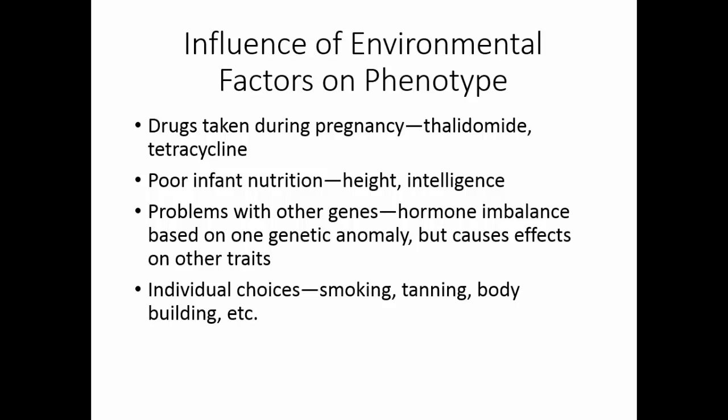Individual choices can also affect your phenotype. People choose to smoke or drink excessive amounts of alcohol or do drugs. These are going to damage organs that genetically were probably programmed to last a lot longer than they're going to last as a result of this choice. People change their skin color by tanning. People may increase their muscle mass a little bit by bodybuilding.